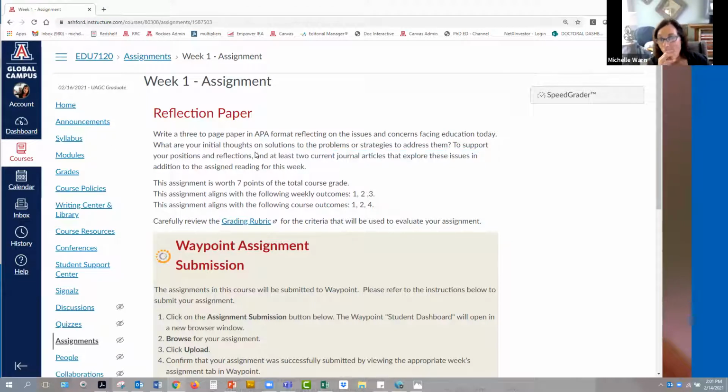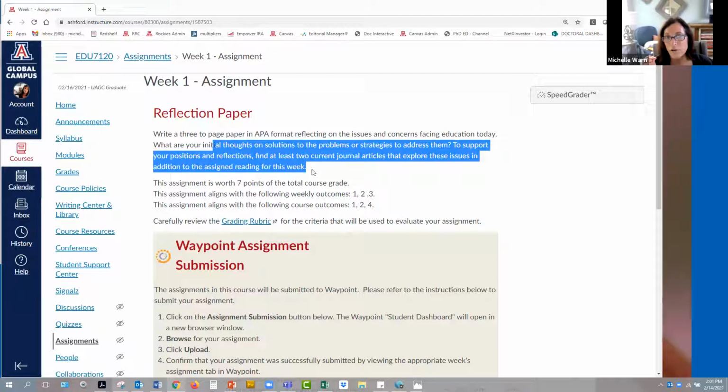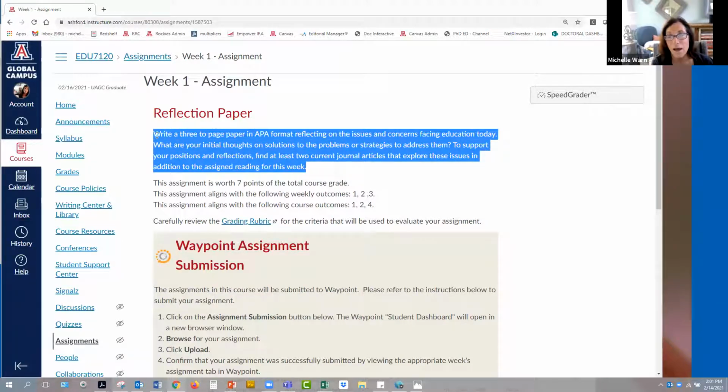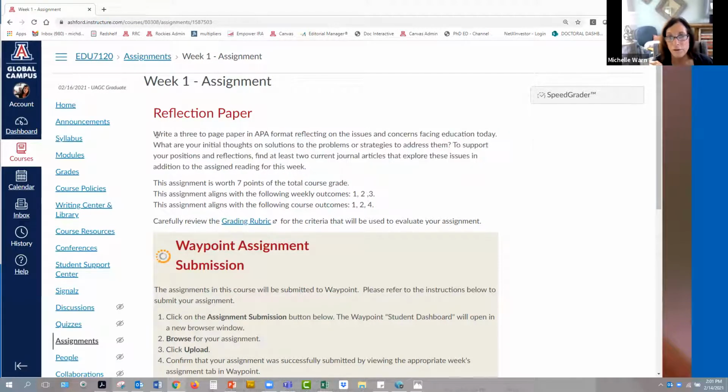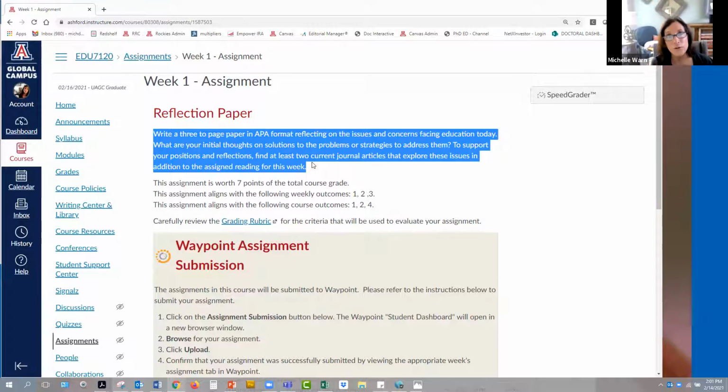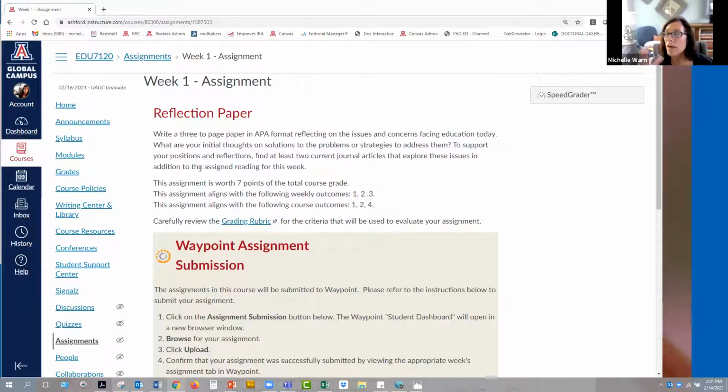But there's nothing wrong with leveraging the articles that you've used in the discussion. I'd like to see one more fresh scholarly article in your papers at the end of each week. At least one fresh one that you didn't use in your discussion board. But the second one can certainly be from the discussion board, okay?